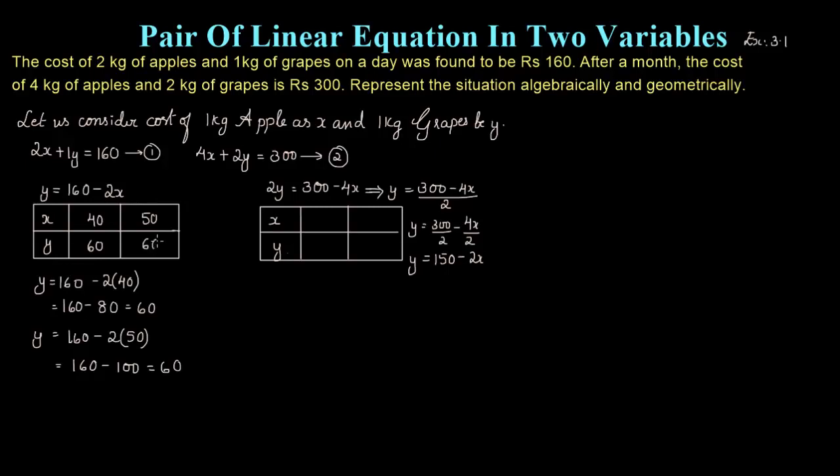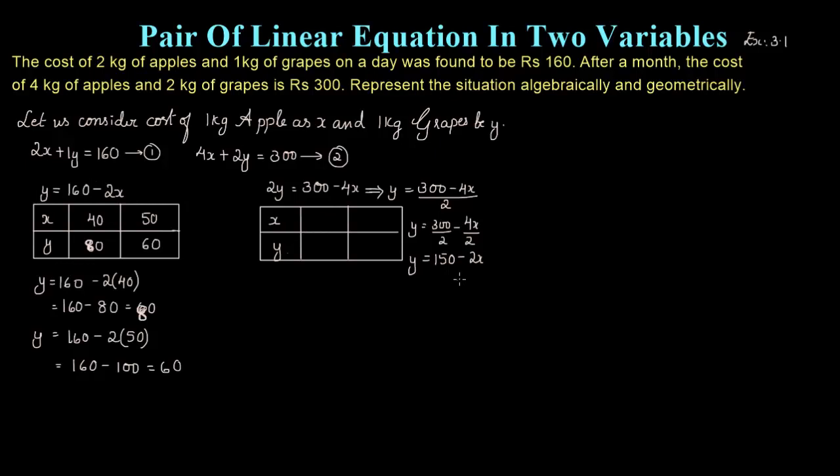So here you put 60. But here 160 minus 80 is not 60, it is 80, right? Yes, it will be 80. So put here also, change it to 80. Yes, 160 minus 80 is 80, not 60. So now you have got the two values for this particular equation.